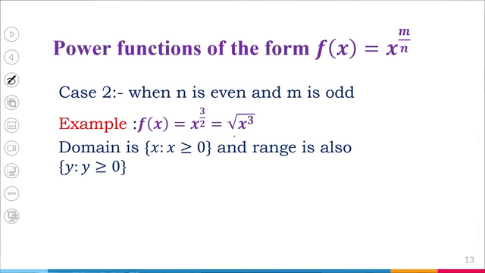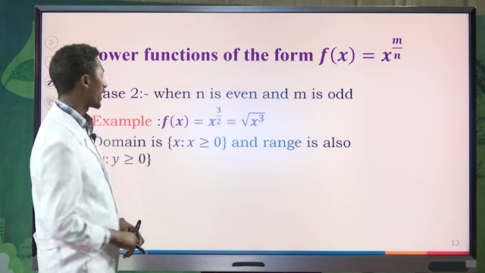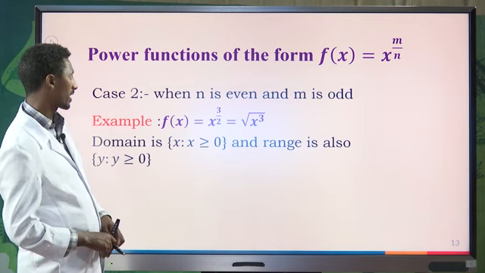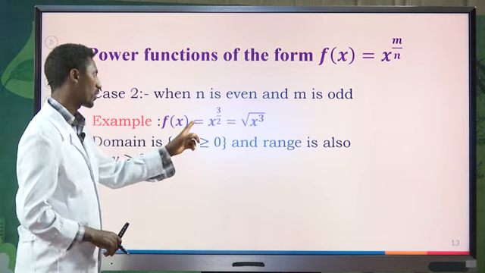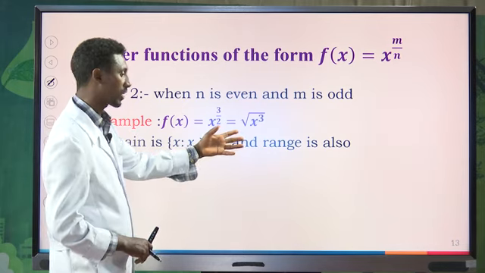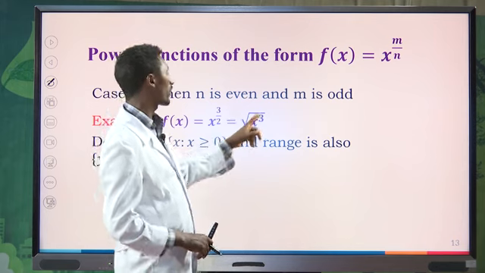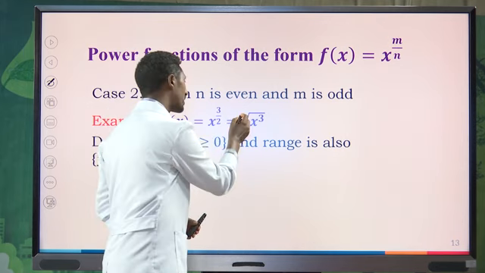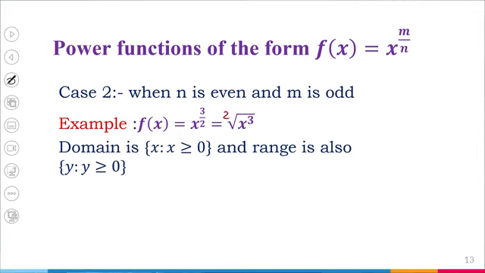when n is even and m is odd. Look, when m is odd and n is even, f(x) = x^(3/2). So if we need to express it in radical form, it is the square root of x cubed. Now what is the index? If it is the square root, we can understand the index is 2. The square root of x cubed.